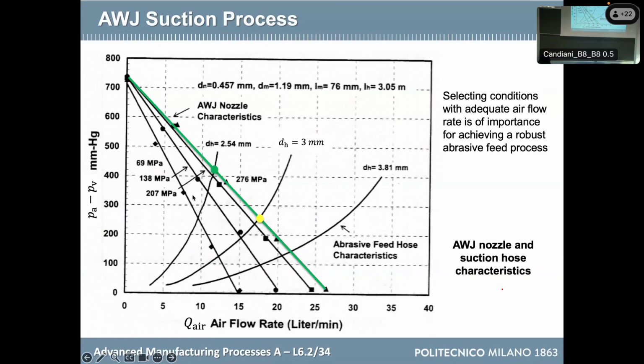Then what I can see is that if I increase the diameter of the hose, I'm attracting more air. So I'm moving from this hose that has a diameter of 2.5 millimeters to 3 millimeters to 3.8 millimeters. So in other words, if it is larger, it is creating less disturbance, less resistance to the flow of air, and so more air is entering.